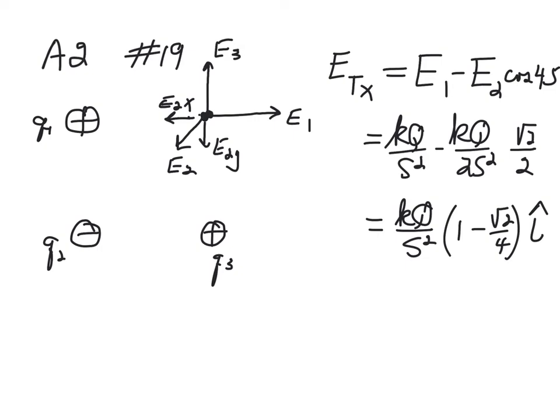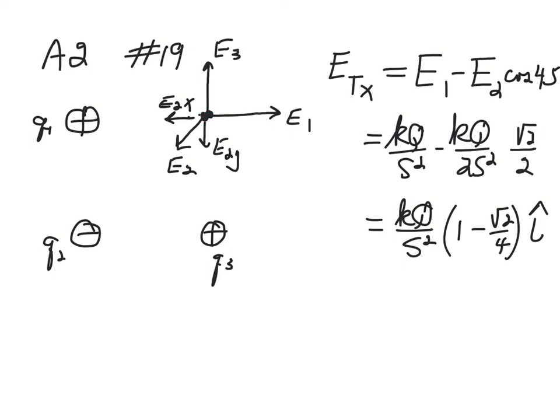When you square it, you get 2S squared. The cosine of 45, you should know this, it's on your equation sheet, is the square root of 2 over 2. And so when we do all the algebra, we can factor out the KQS squared, and we're left with 1 and the square root of 2 over 4 in the I hat direction. And by symmetry, you should be able to see that the y component is the same.